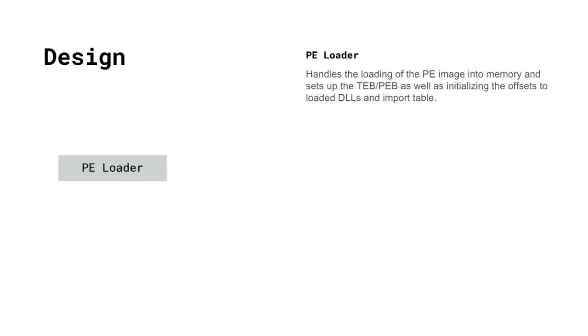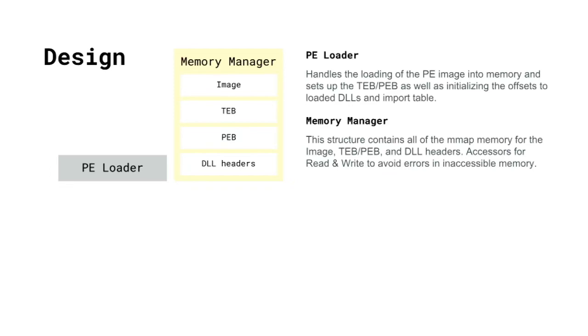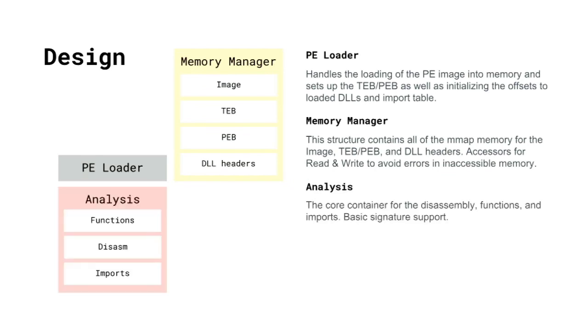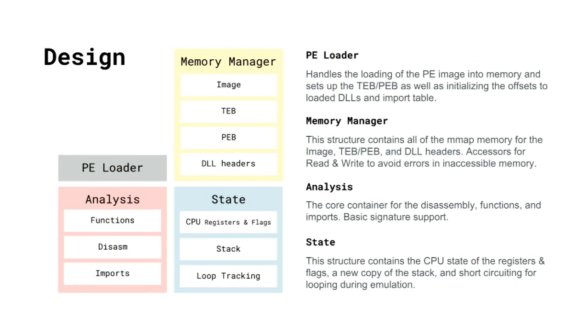So, design. We have the PE loader, which basically takes the header information and puts it into the memory image, as well as simulates the TEB and PEB and all the DLLs from the import table. And then we have the manager, which I just explained earlier. And then we have this analysis struct that follows all of the disassembly coming out, builds all the functions, and keeps track of all the imports, as well as the state, which tracks all the registers from the CPU and the flags.